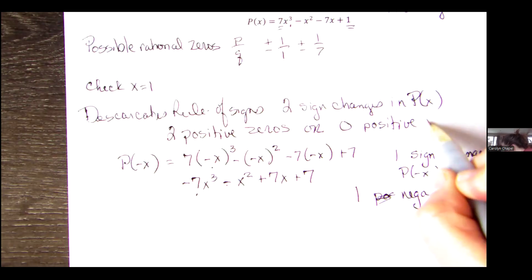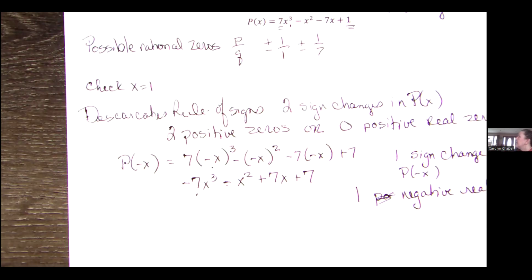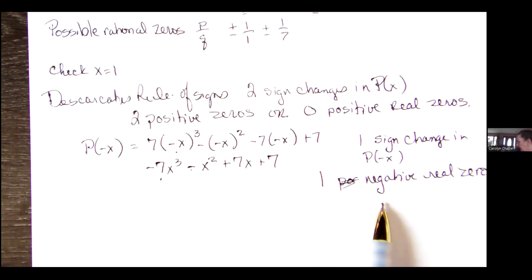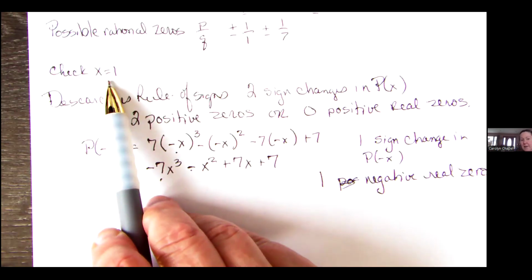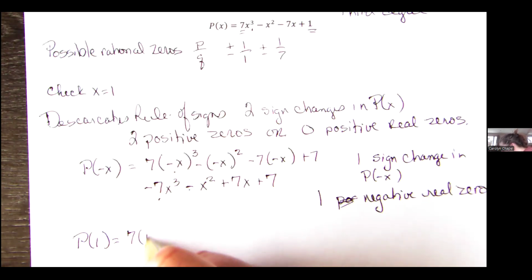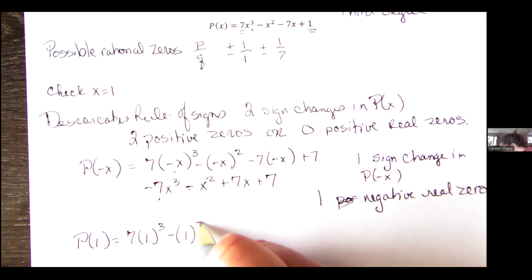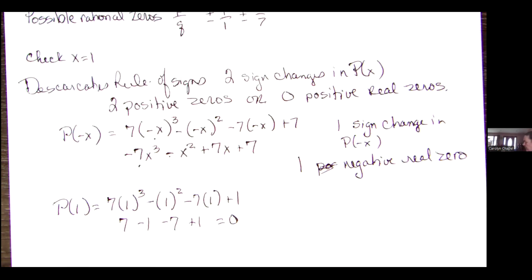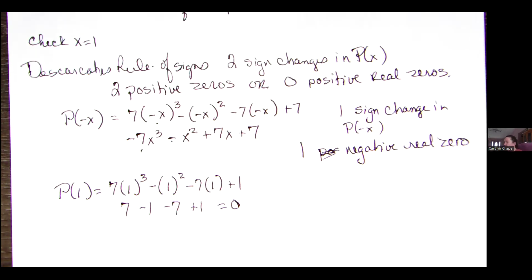We're going to finish this off, real zeros. Like I said, I'm just going to randomly check. I should have checked a negative value, so I'm thinking our -1 or our -1/7 would have worked, but I already committed to that positive one. So I'm going to put 1 into my function and see what happens. This gives me 7 minus 1 minus 7 plus 1, which is 0. So that means one of my zeros is the number 1.